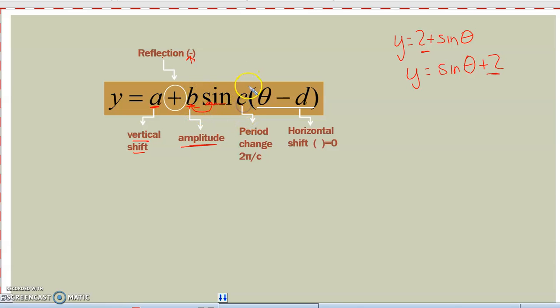Then the period change is right directly in front of the theta. Now, sometimes they'll use the theta symbol. Sometimes they'll put an X there. It's whatever is representing the angle, okay? This C value is going to affect your period. It is the change in your period. So we're going to take our period, which is 2 pi, and we're going to divide it by that C value, okay, to find our new period. We won't deal with period change and horizontal shift today, but we will get to those, okay?